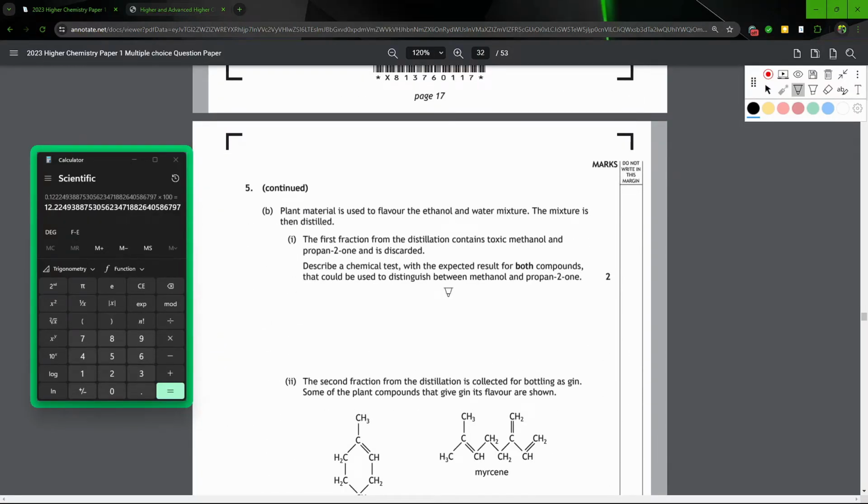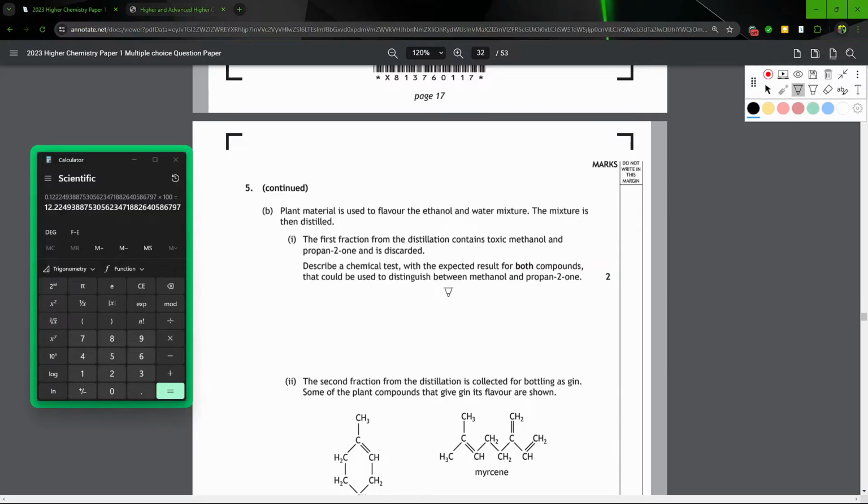Plant material is used to flavour the ethanol and water mixture. The mixture is then distilled. The first fraction from the distillation contains toxic methanol and propan-2-one and is discarded. Describe a chemical test with the expected result for both compounds that can be used to distinguish between methanol and propan-2-one. Okay, so we're going to have to figure out chemical tests, and the basic idea to distinguish between them is that you can oxidize methanol, but you cannot oxidize propan-2-one.